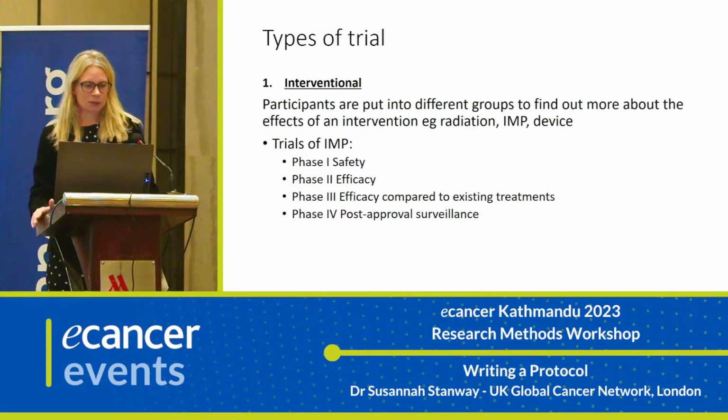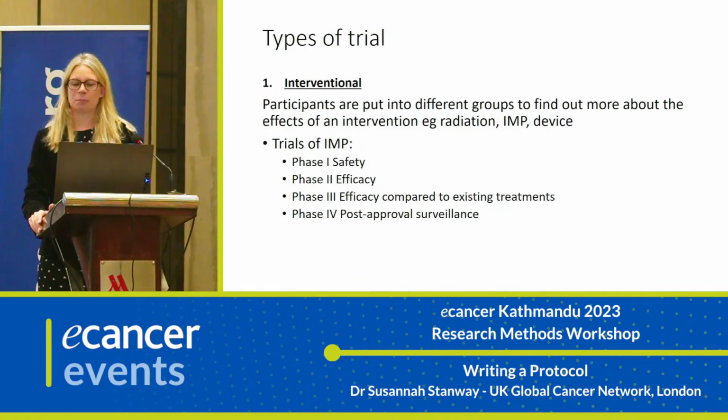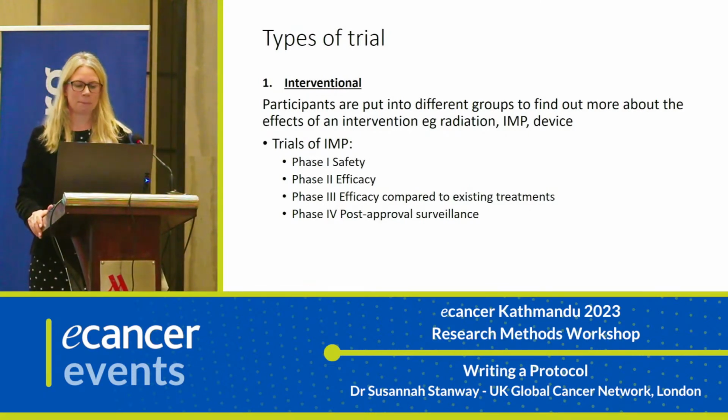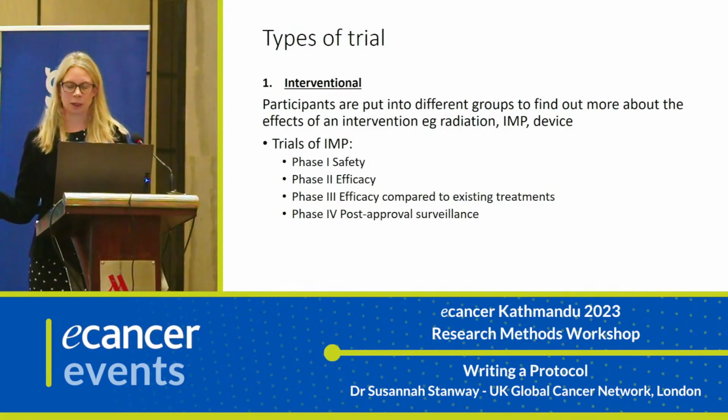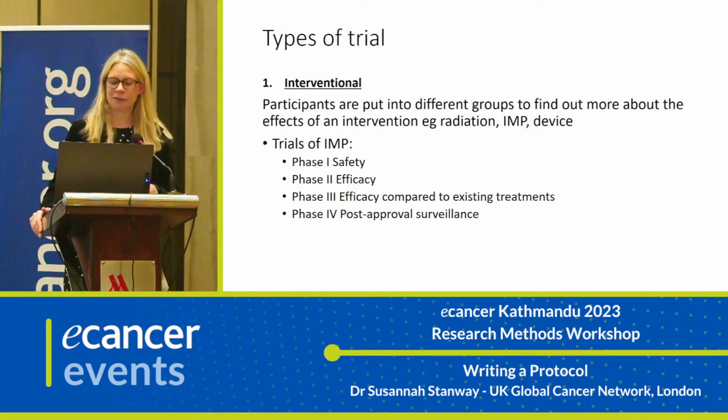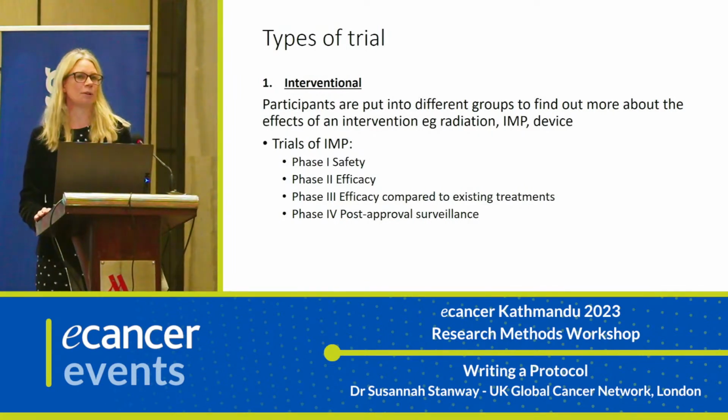So different types of trials. You can have interventional trials where participants are put into different groups to find out more about the effect of an intervention, such as radiation, a device or an IMP. And broadly speaking, trials of IMPs involve phase 1 trials, which predominantly look at safety, phase 2 trials, which mainly look at efficacy, phase 3 trials, which mainly look at efficacy compared to existing treatments, and then phase 4 studies, which are post-approval surveillance studies.